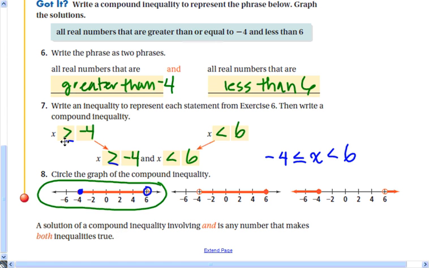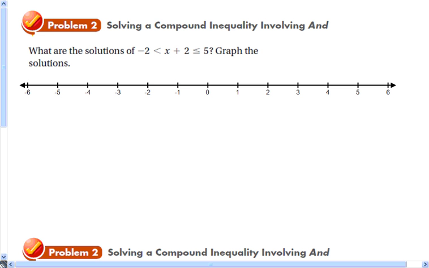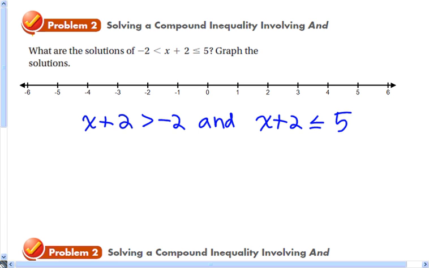The solution of a compound inequality involving and is any number that makes both inequalities true at the same time. All right, what are the solutions of this inequality? -2 is less than x plus 2 is less than or equal to 5. Really, we have two inequalities. We have x plus 2 is greater than -2, and x plus 2 is less than or equal to 5. So we really have two things to solve. If we solve the first inequality, we get x is greater than -4.